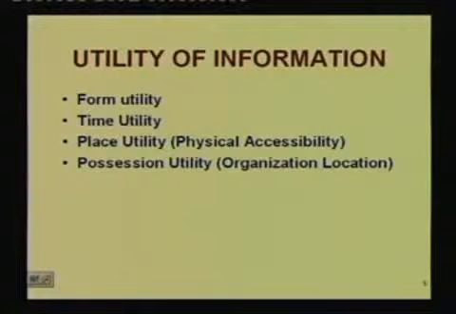Utility of information, essentially there are four types of utility: the form utility, the time utility, the place utility, and the possession utility. The form is the information is in the right form. Suppose we really require information sorted in a particular sequence, and also categorized by certain criteria. Unfortunately, we may not have information in that particular format. Neither is it sorted nor is it categorized. The worst part is the category data is not available.